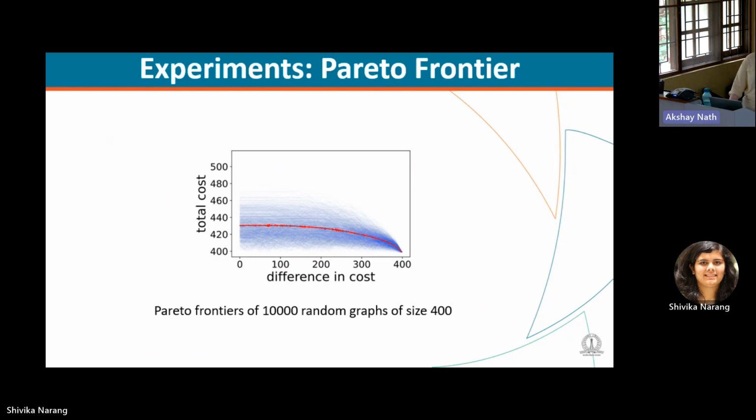So yeah, we have a bunch of other experiments also. The paper is on my website and on arXiv, and it's also in my thesis. So if you're interested, you can look it up.